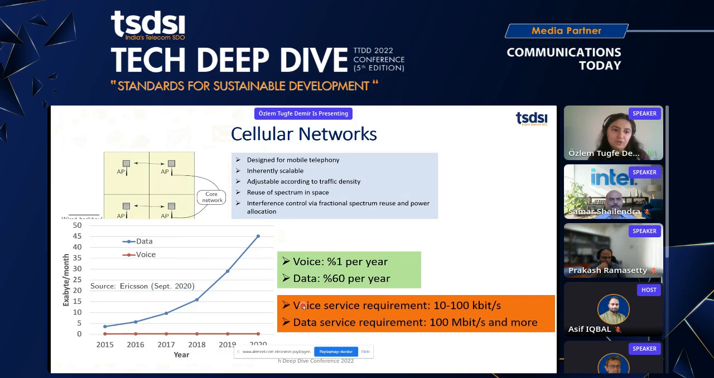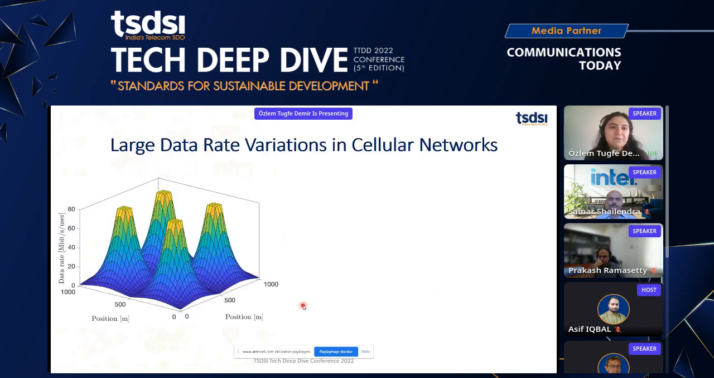And now, compared to voice communication, data communication is the main part, and the data service requirement is also very high, significantly higher than the voice requirements. But the problem is, in the past it was not a problem for voice communication, but now data communication is the dominant communication in cellular systems. The problem is the large data rate variations.